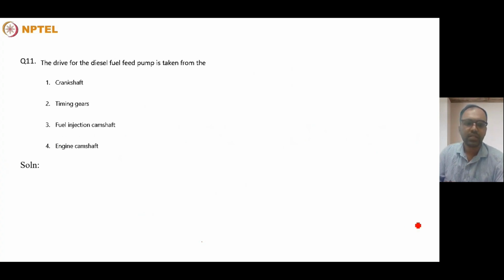The drive for the diesel fuel feed pump is taken from the crankshaft, timing gears, fuel injection camshaft, or engine camshaft. The drive for the diesel fuel feed pump is taken from the fuel injection camshaft.